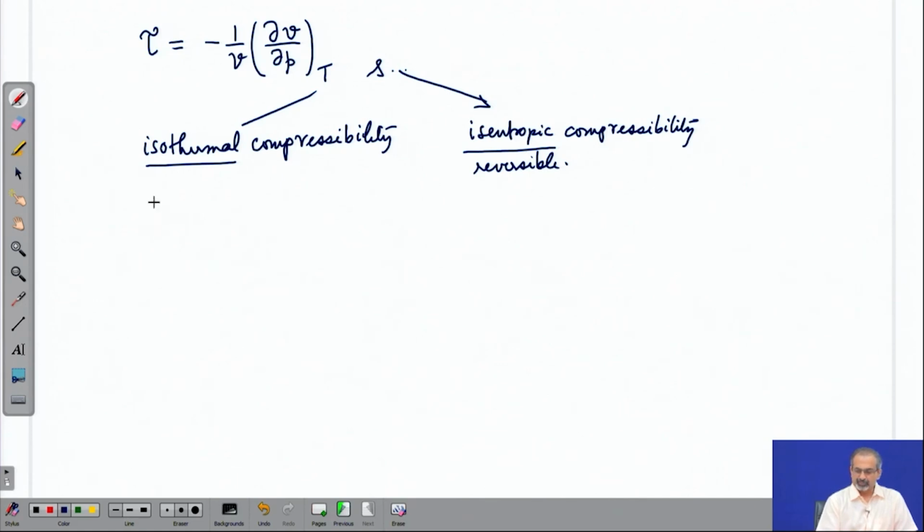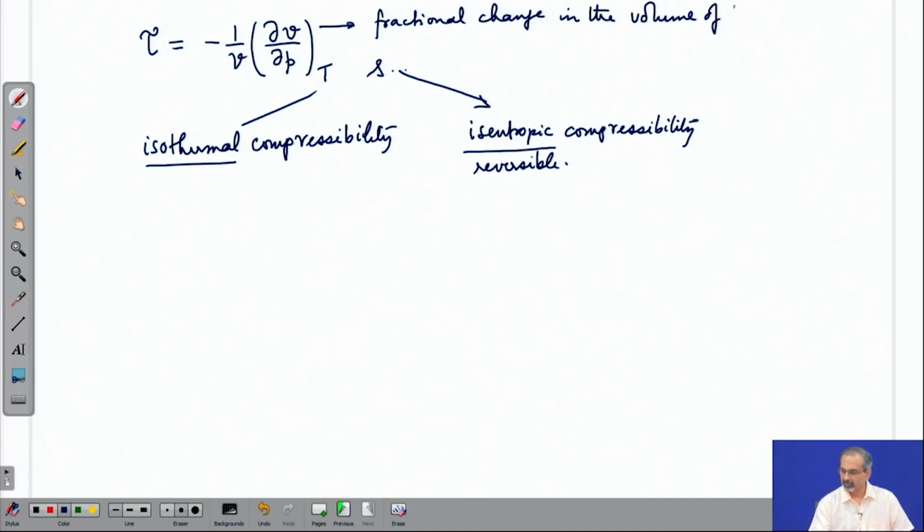Now, if you look at this definition of compressibility, what it essentially means is it is a fractional change in the volume of the fluid element per unit change in pressure.